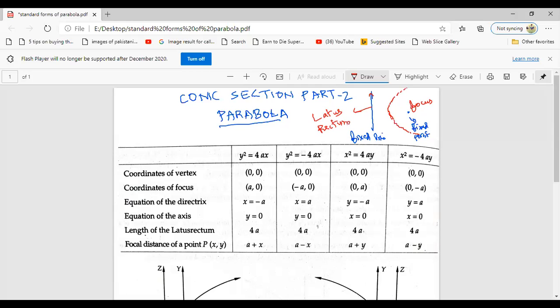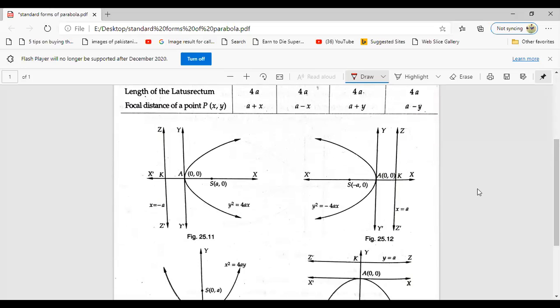Okay, so there are some standard parabolas. We are just seeing the standard parabolas, which means they follow some standard forms. We will see this parabola first of all: y square equal to 4ax. This is the first, right hand side parabola.